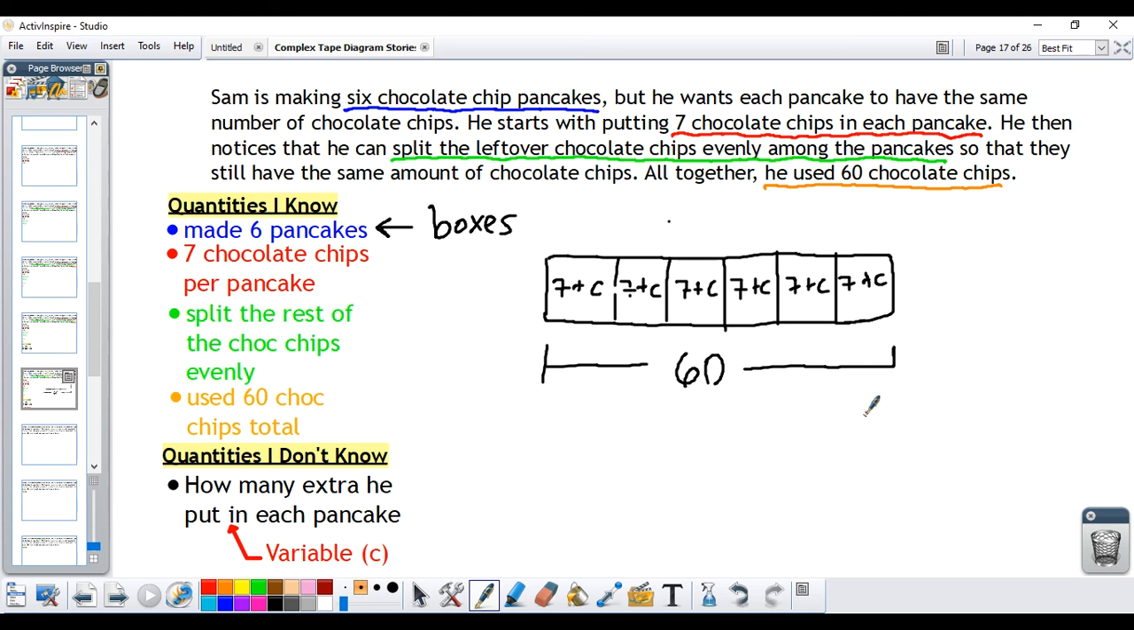Okay, so my 6 pancakes are the 6 boxes. I can see where the 7 chocolate chips for each pancake are listed. I see where the extra chocolate chips were added to each pancake with the plus C's. And I know that altogether, he used 60 chocolate chips total. Let's try one more.